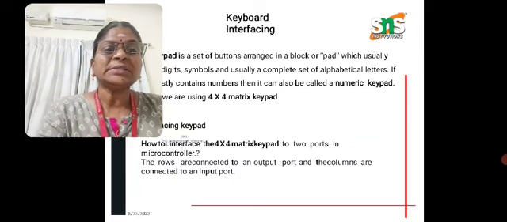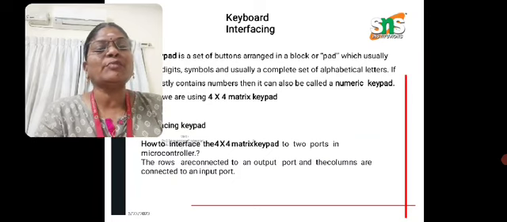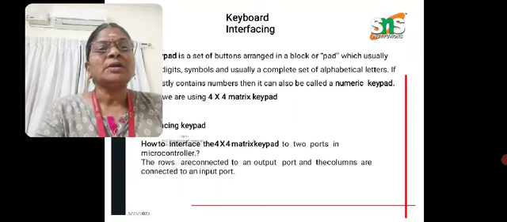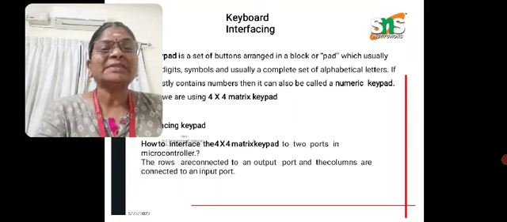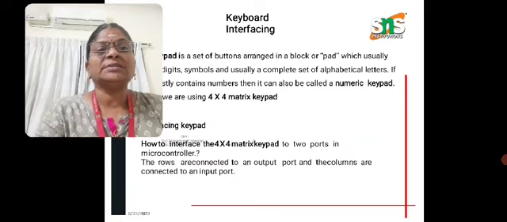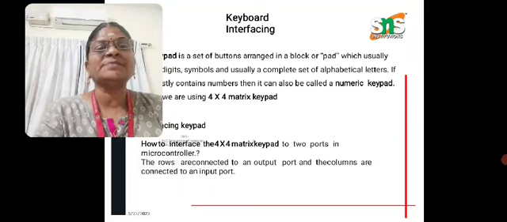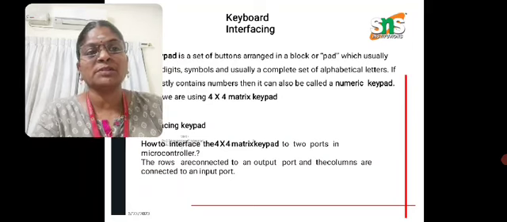In that keypad there is a system of 4x4 matrix keypad. So how do we interface this keypad? How do we interface the 4x4 matrix keypad to two ports in the microcontroller? Matrix means immediately what comes to your mind: rows and columns, right? Matrix simply means rows and columns. So with the same system here, with rows and columns we are going to interface a keyboard with the microcontroller.